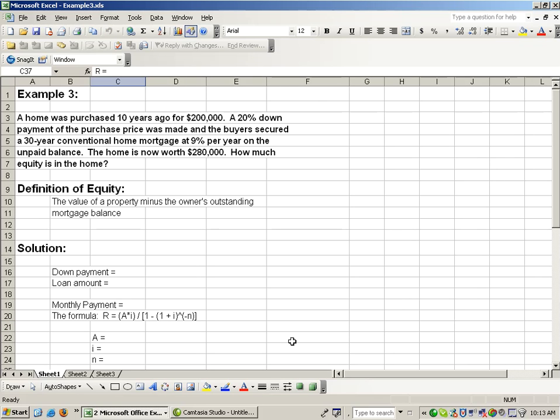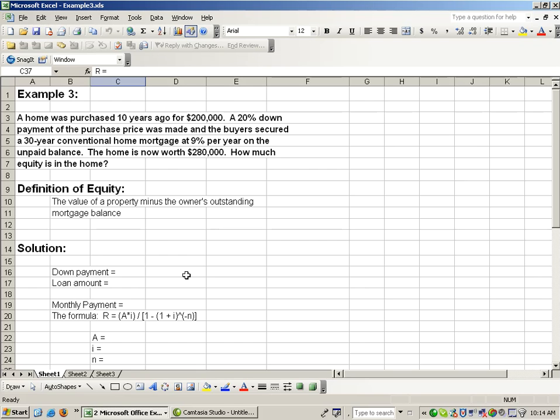Read example 3. Okay, and you need to understand the definition of equity, and it's given here. It's the value of a property minus the owner's outstanding mortgage balance. And so we need to find out what the outstanding mortgage balance is in order to calculate the equity.